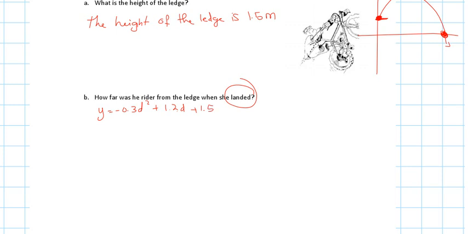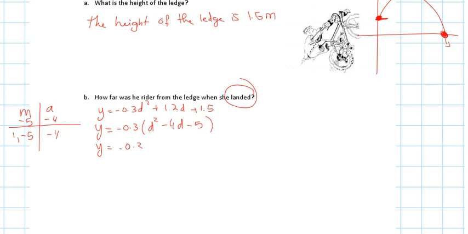First, I have to factor out the negative 0.3, and I'm going to be left with d squared minus 4d minus 5, because I have to divide each one by negative 0.3. And I'm looking for two numbers that multiply to negative 5 and add to negative 4. Again, because both of them are negative, my large number is going to be negative and my small number is going to be positive. 1 multiplies to 5 only with 1 and 5, so that's going to be 1 and negative 5, and that adds to negative 4. So it's going to be h equals negative 0.3 times d minus 5 times d plus 1.